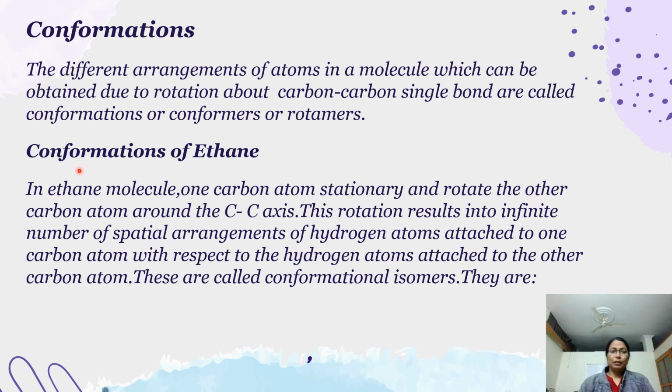Now let us start with the conformation of ethane. In the ethane molecule, one carbon atom is stationary and we rotate the other carbon atom around the carbon-carbon axis. ये rotation जो होता है it results into infinite number of spatial arrangements of hydrogen atoms attached to one carbon atom with respect to the hydrogen atoms attached to the other carbon atom, and these are called conformational isomers. तो conformational isomer क्या होते हैं?